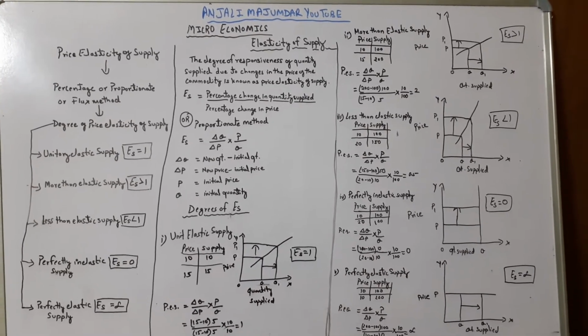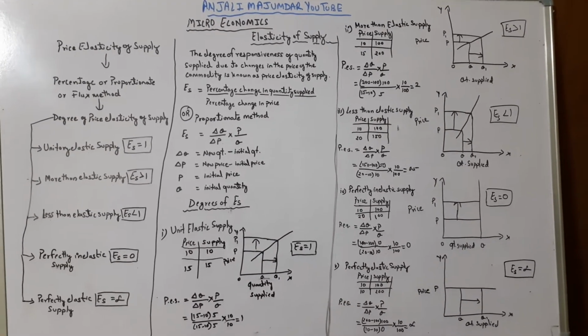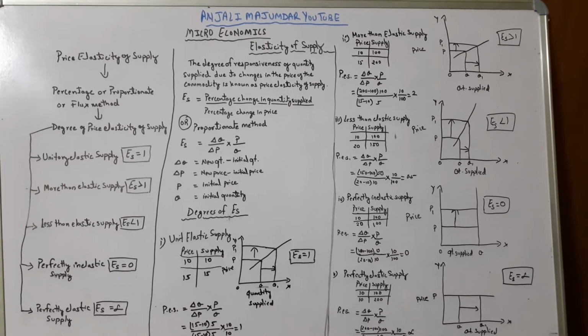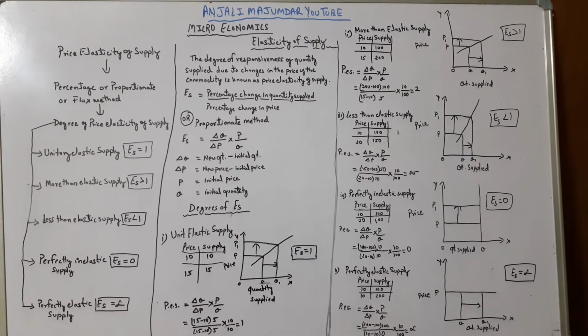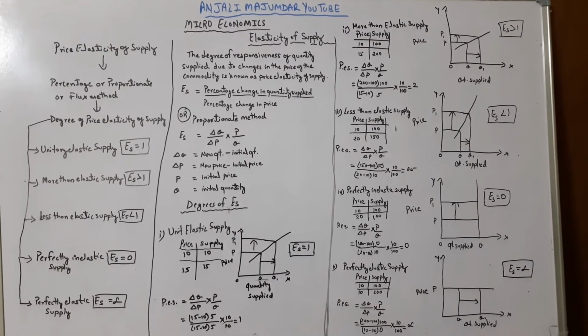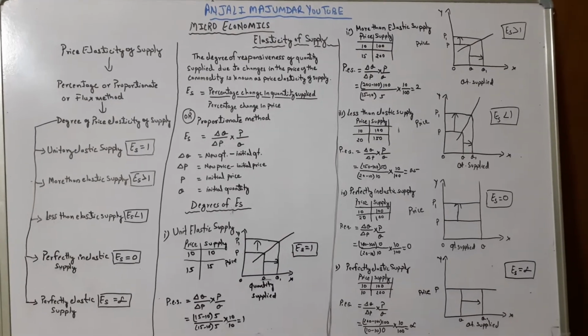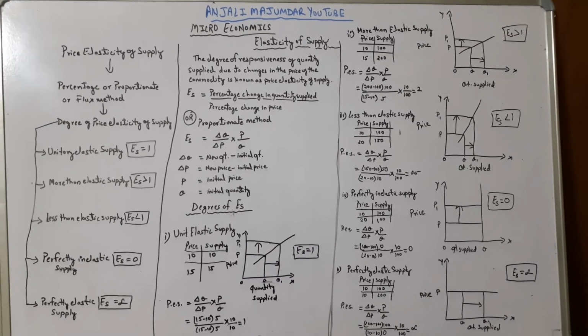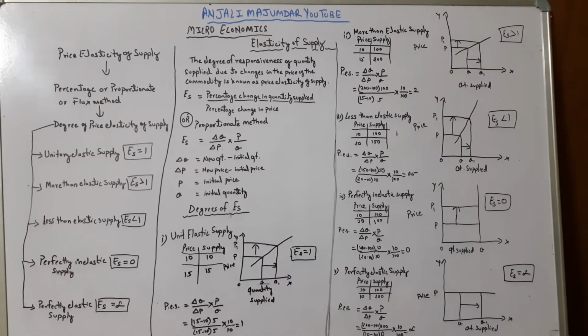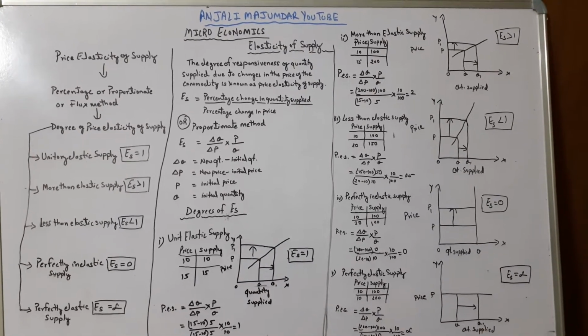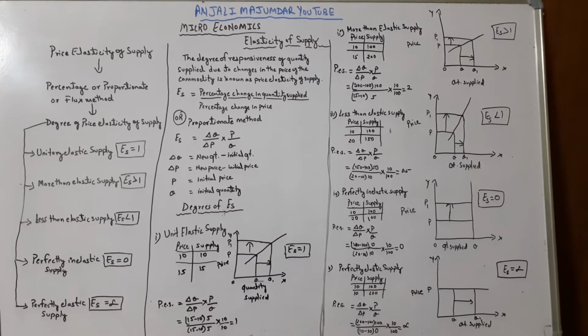Then another method is the proportionate method. The formula for the proportionate method is ES, elasticity of supply, is equal to delta Q upon delta P multiplied with P upon Q. To calculate delta Q, the formula is new quantity minus initial quantity. For delta P, the formula says new price minus initial price. P is your initial price or original price, and Q is your initial quantity or original quantity.